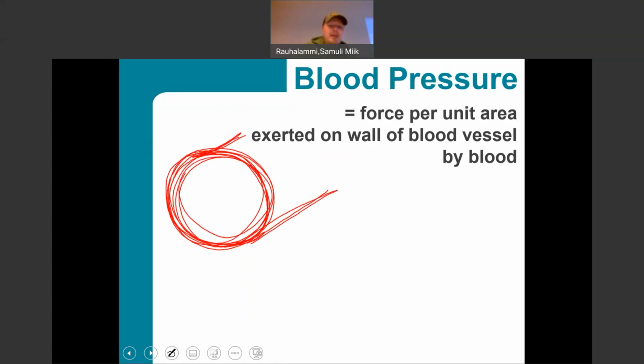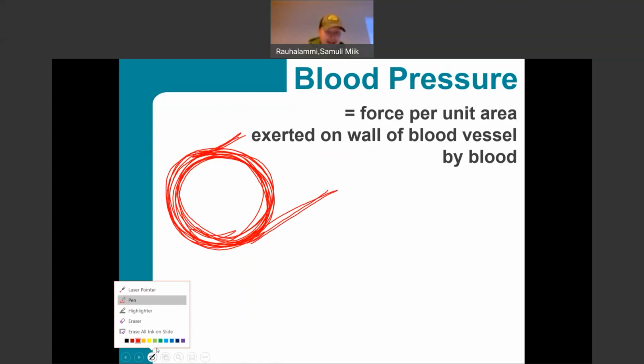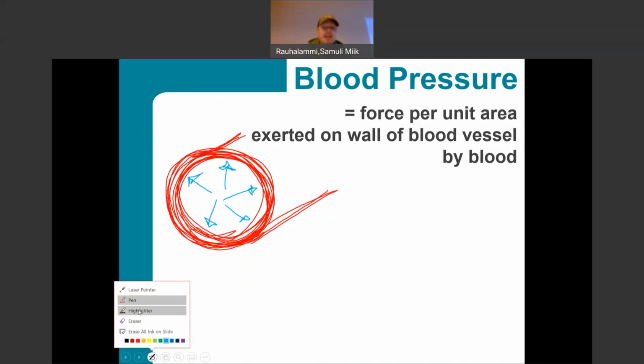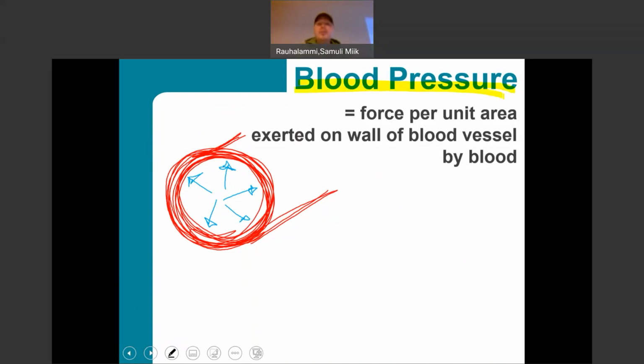You remember blood vessels had various different thicknesses of the blood vessel wall. The blood inside this vessel will be pushing outwards towards the vessel wall. And how powerfully it pushes towards the vessel wall is what we can actually record as the blood pressure. So we're really looking at the force exerted on the blood vessel wall by the blood that's inside there.